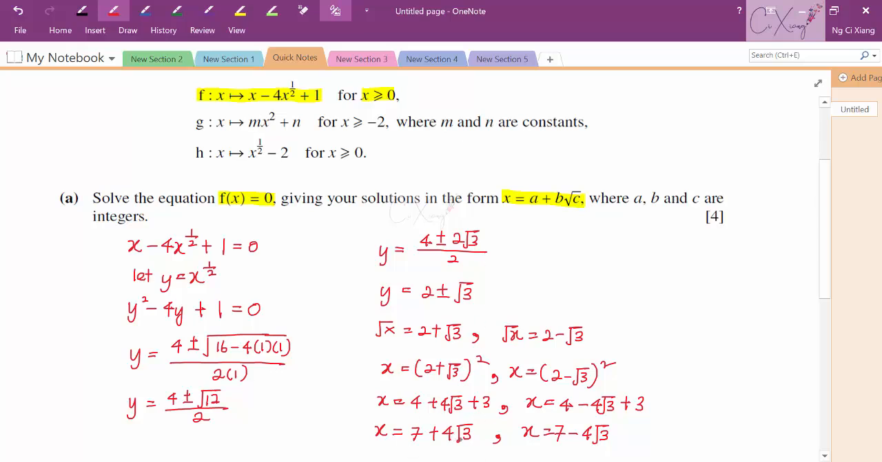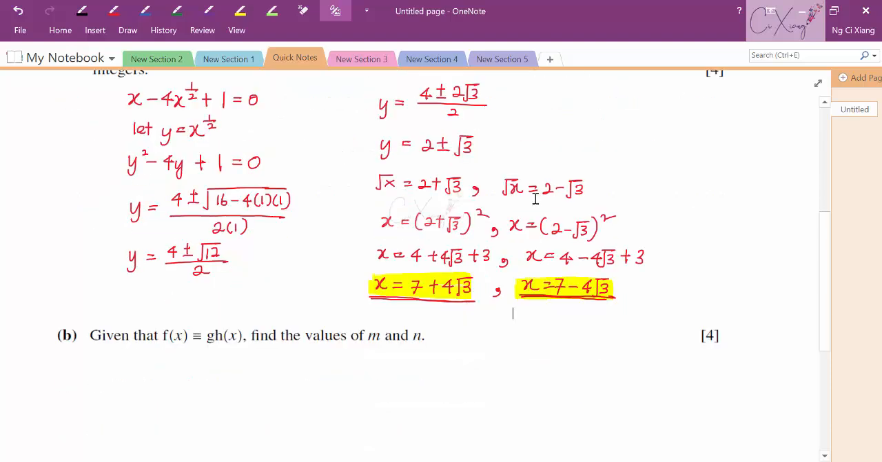Maybe you need to do a little bit of checking, because in the domain given for function f, x must be greater than or equal to 0. By pressing the calculator, you can check whether these values of x are greater than 0. It is very obvious that both values are greater than 0. Therefore, I accept both answers for f(x) equals 0. You can see clearly that we have x in the form a plus b square root c. Now let's continue to part b.